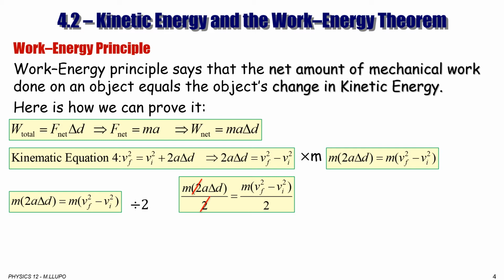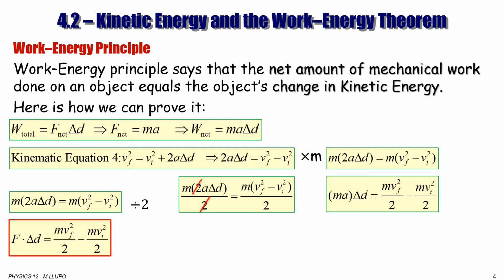On the right side, we can actually multiply by m. So m V final square divided by 2 minus m V initial square divided by 2. So next step would be, what is m a? It is force. So force times displacement is equal to m V final square divided by 2 minus m V initial square divided by 2. This formula is in a red box, as it is very important because it has a lot of application when you solve problems.